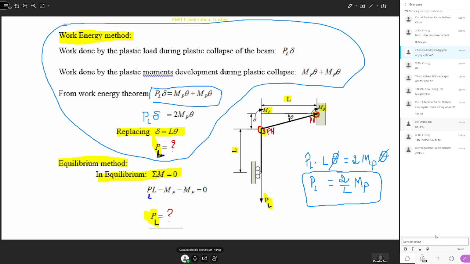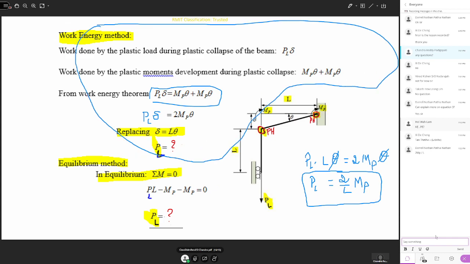The work energy method says the total work done is equivalent to the energy in the system. Now, work done by the plastic load and work done by the plastic moment. So we are equating both the work done by the plastic load and also the plastic moment. Then we'll be able to find an expression for the plastic load in terms of plastic moment.